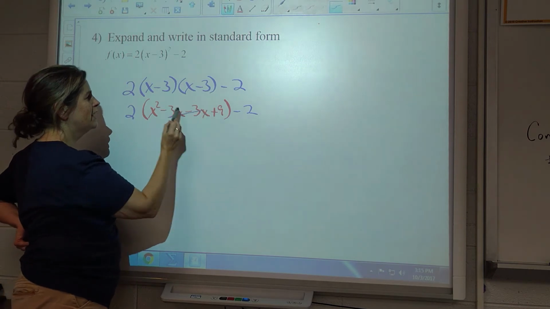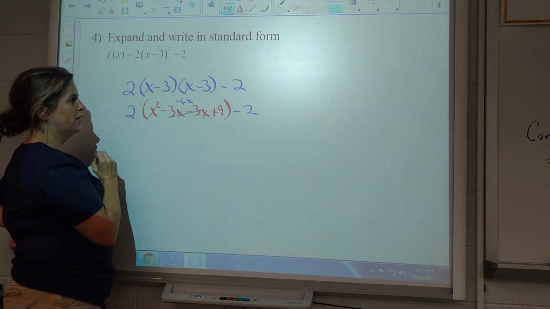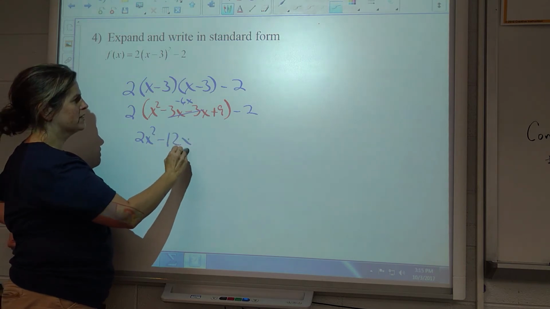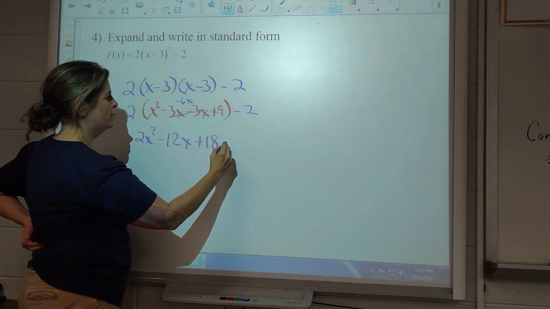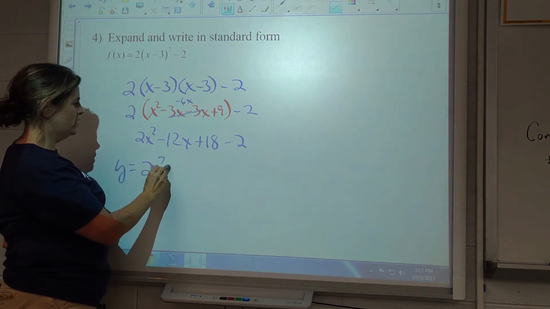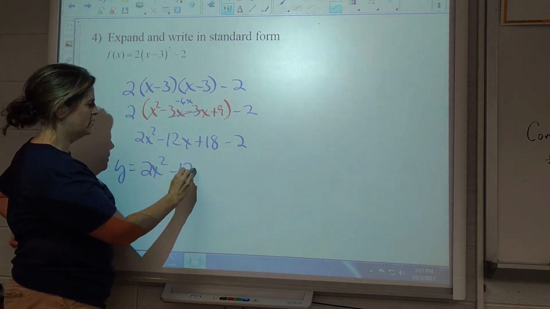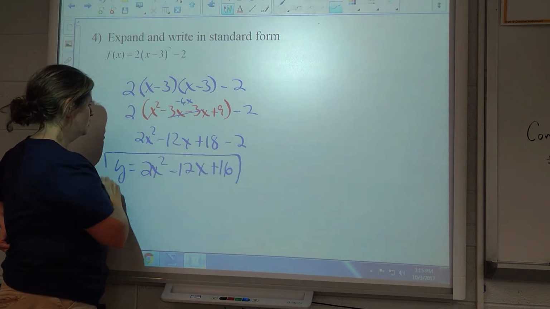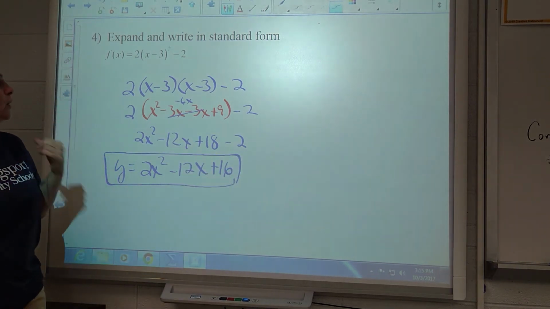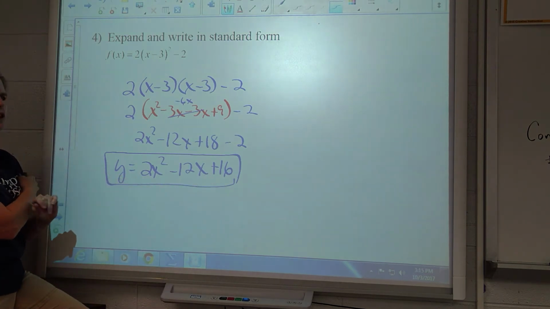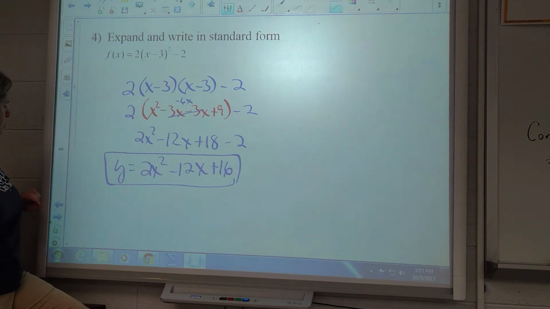You could go ahead and combine your like terms if you like here. So that's a 2x squared minus 12x plus 18 and minus 2. So your standard form should say 2x squared minus 12x plus 16. And if you notice from example 2, we did have a y-intercept at 16. It was a vertical stretch of 2. That should look a lot like what we did on 2.